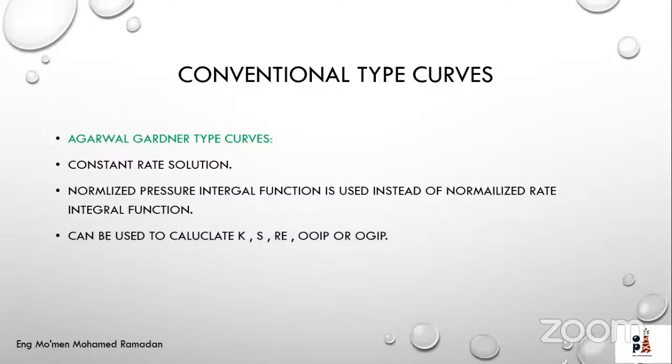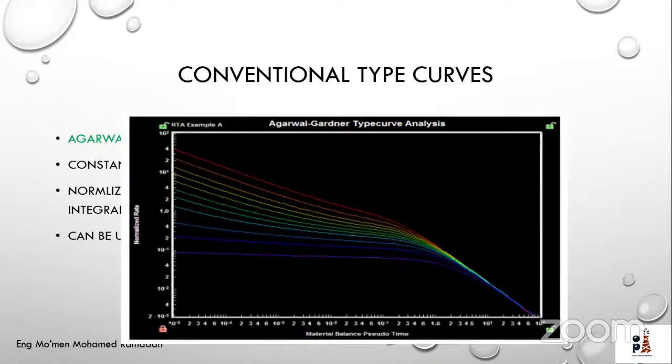Then came Agarwal and Gardner, and they made type curves of their own after Blasingame. Also, they based their type curves on a constant rate solution like Blasingame did. But here you will plot the normalized pressure integral function instead of the normalized rate function. And you will get all the outputs like Blasingame: the permeability, skin, RE, and the in place volumes. This is the Agarwal-Gardner type curve. In the y-axis, you have your normalized rate, and in the x-axis you have the material balance pseudo time, and you make the type curve matching like Blasingame and get your output.